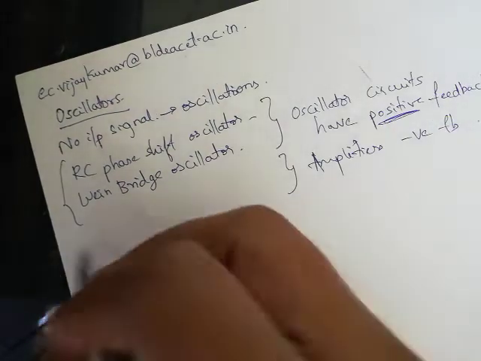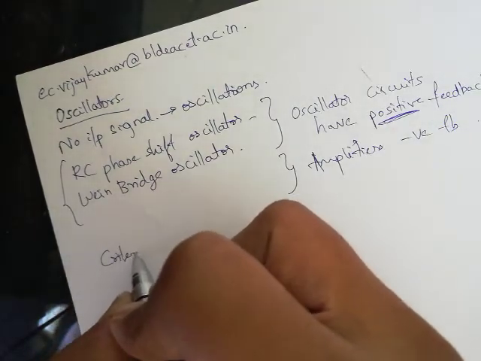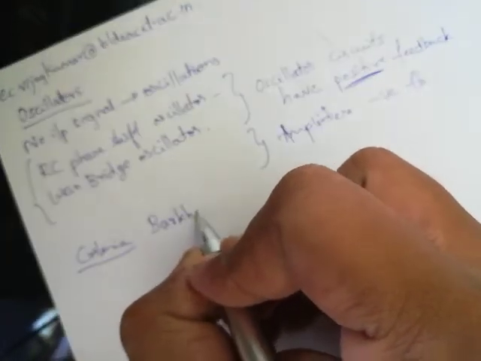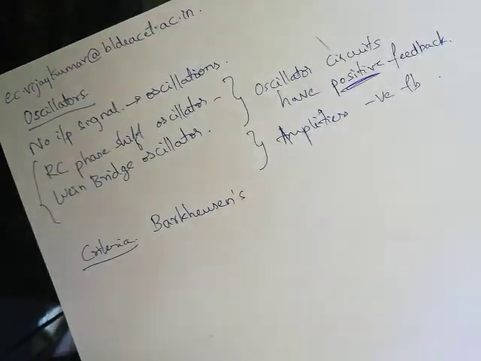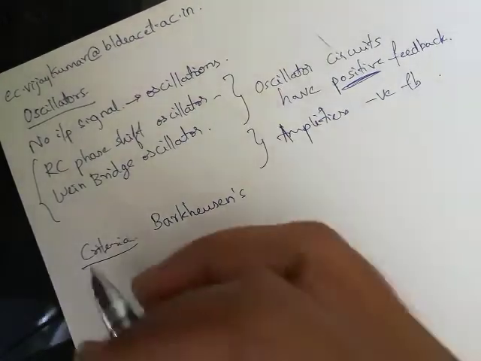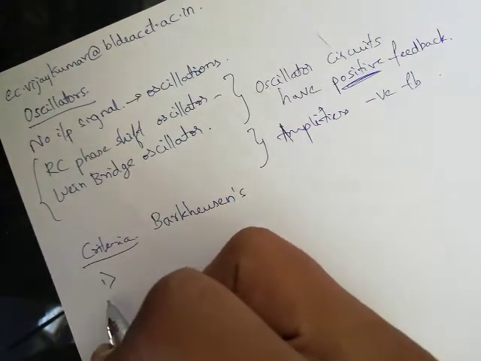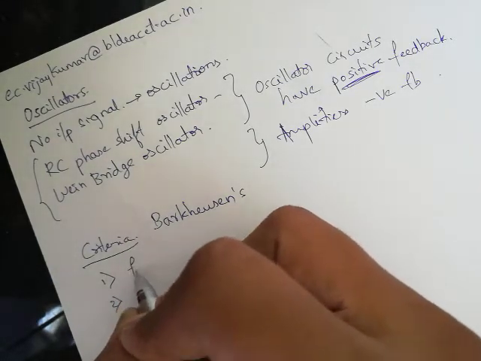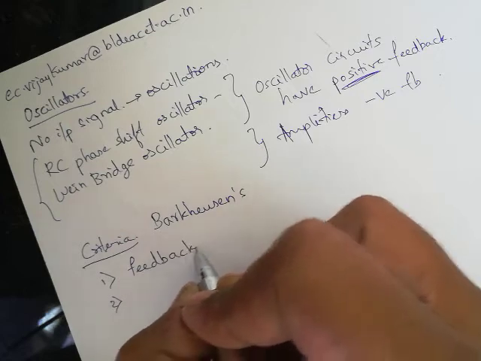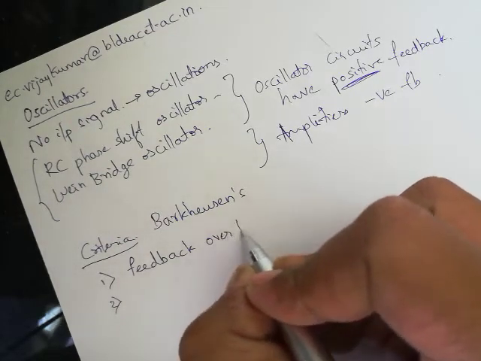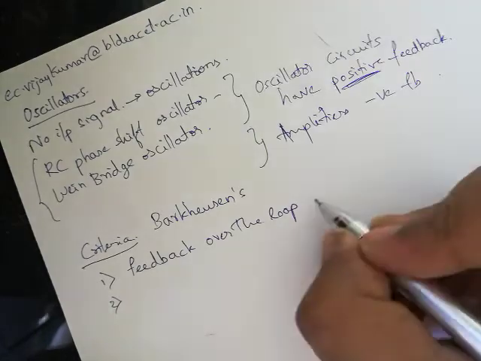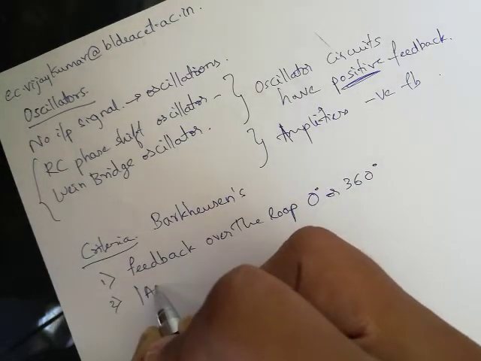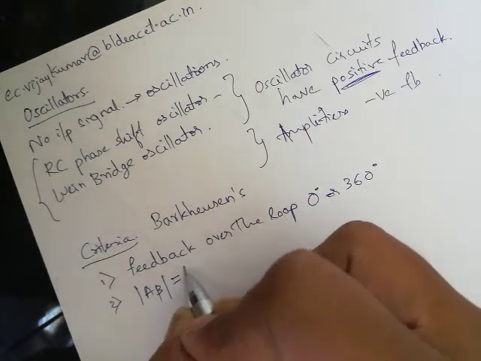we'll start with the criteria for generating oscillations. These are provided by Barkhausen. We call this the Barkhausen criteria. So the first criterion is, for generating oscillations, the feedback over the complete loop should be 0 degree or 360 degree, and the product of gain should be equal to 1.